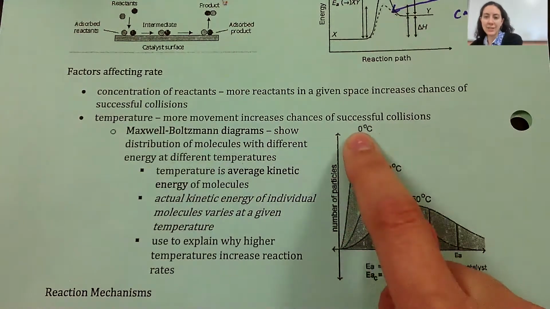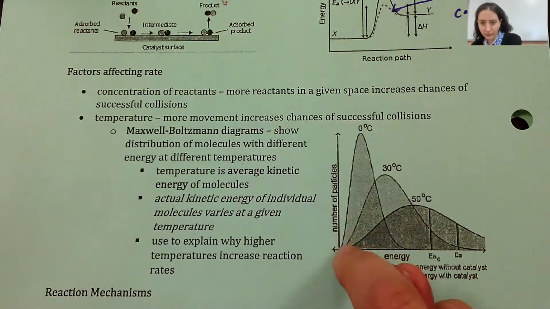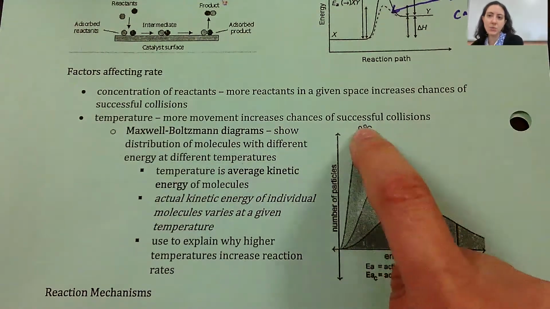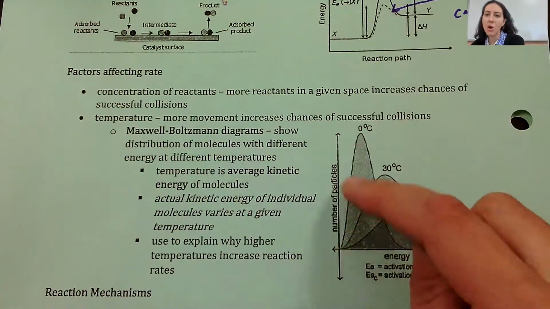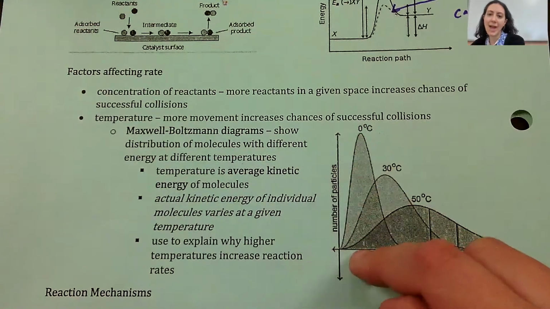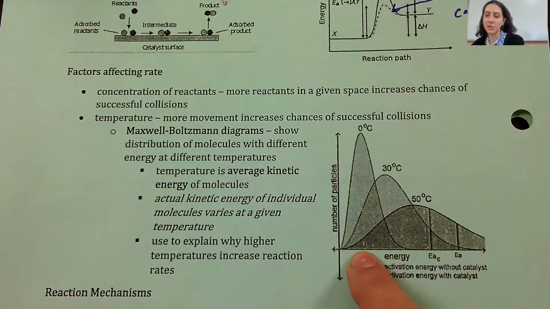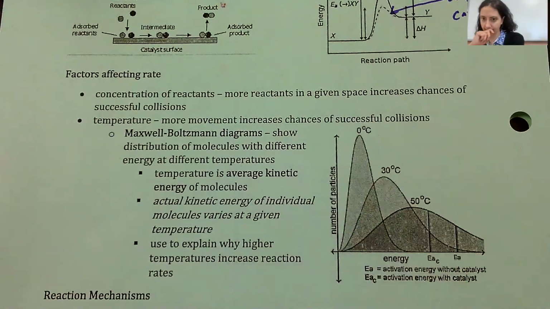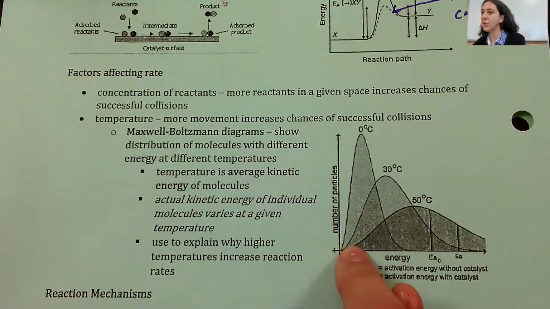So at 0 degrees Celsius, we can see this example here. This is number of particles. So most of the molecules, like of water, for example, are at this particular level of energy, a relatively low one, but some are higher and some are lower. And it's the area under the curve, like kind of the length of that line, that tells us how many are at that particular energy level.